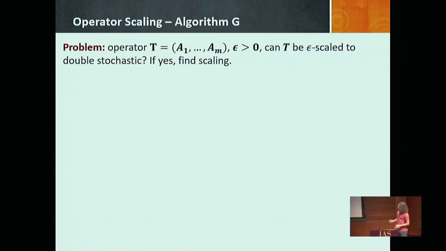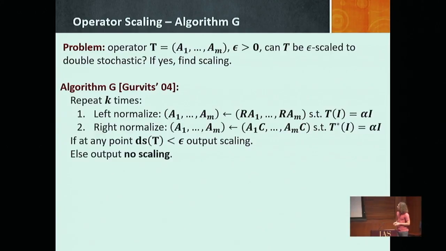I give you an operator and a parameter epsilon, and the question is, can I scale this operator T to epsilon close to doubly stochastic? If yes, I want to find the scaling. What Gurvits proposed is to repeat k times.